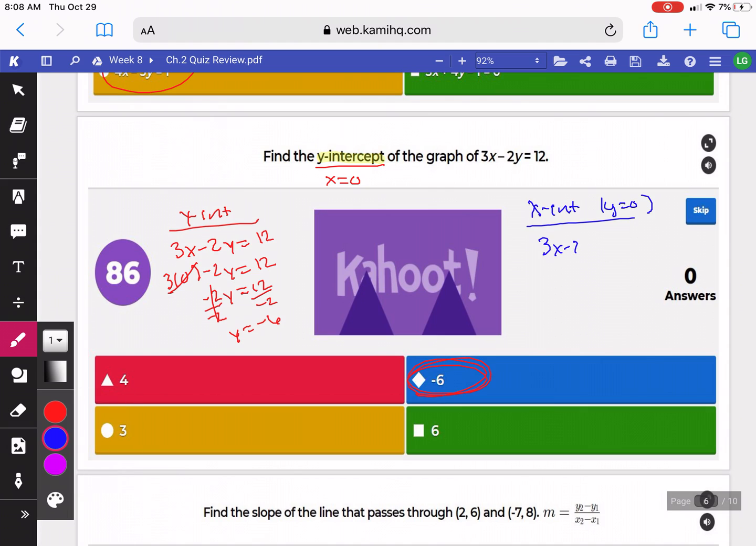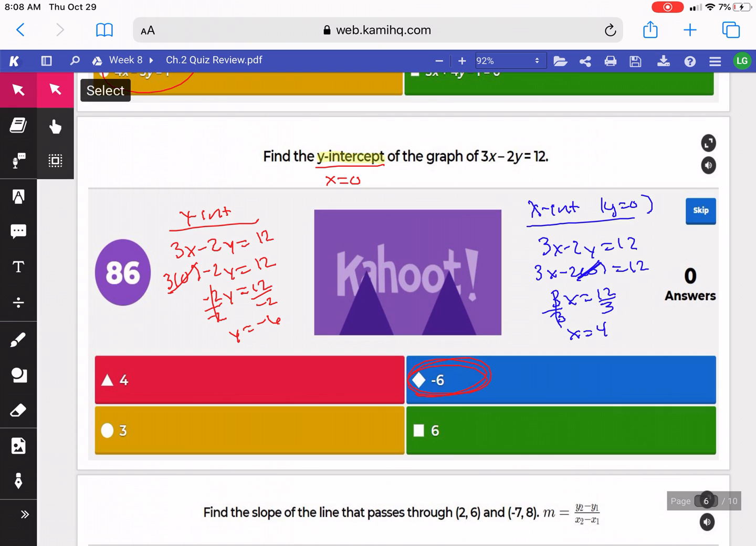So if they had asked for the x-intercept, we would have plugged 0 in for y. 2 times 0 is 0, so that disappears. And for the x-intercept, we would have gotten 4. So for your intercepts, your magic number 0, you plug it into the opposite variable.